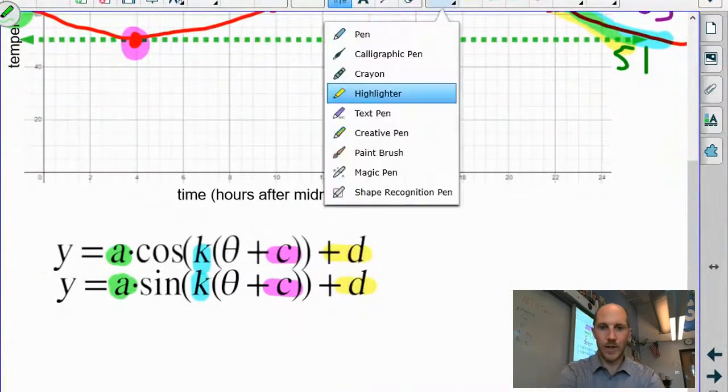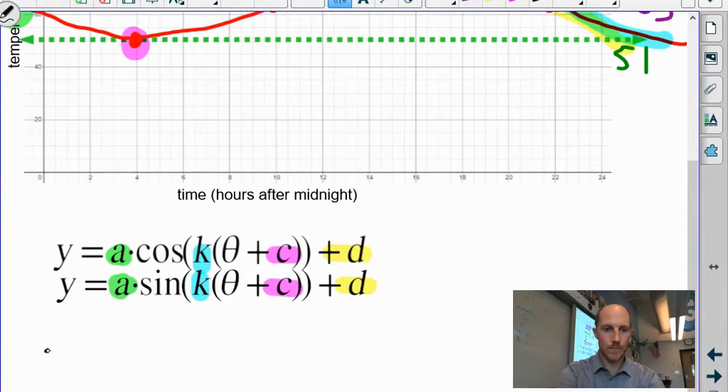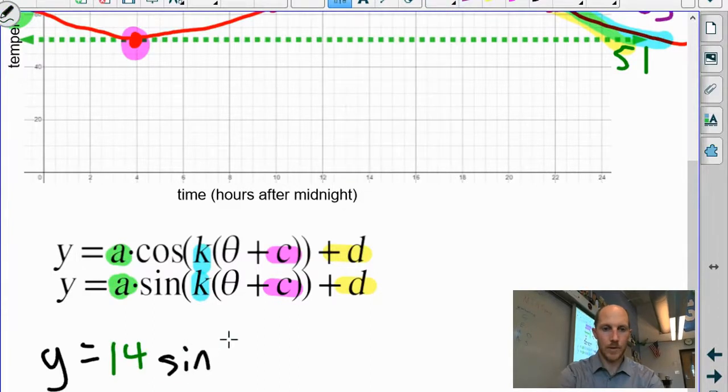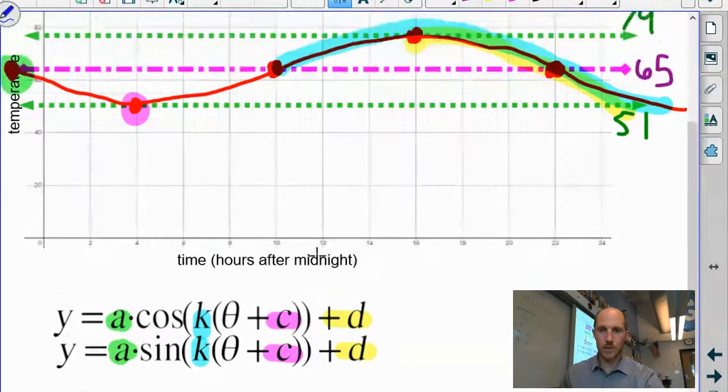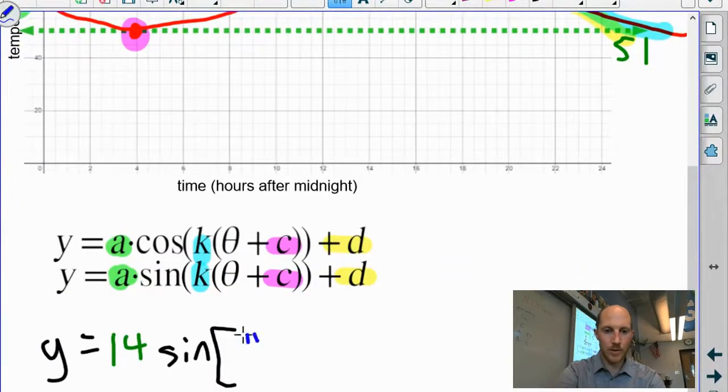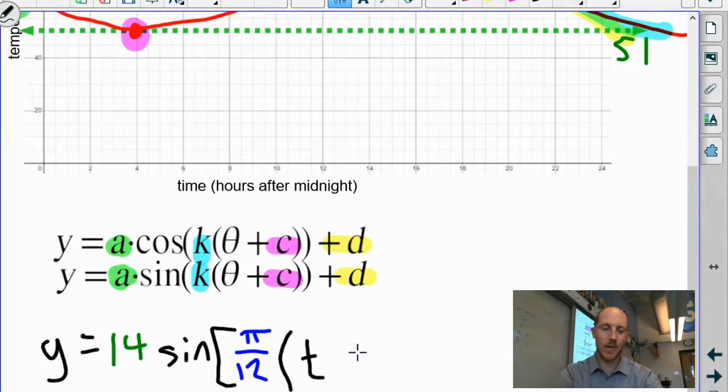So if I did sine, my amplitude was 14. Sine, I'm going to use square brackets here. The k value is pi/12. I used the period to get that. And then I'm going to start another set of parentheses. I'm going to change the variable to t, since this is a graph based on time rather than using the theta for radians. You could use theta if you want.